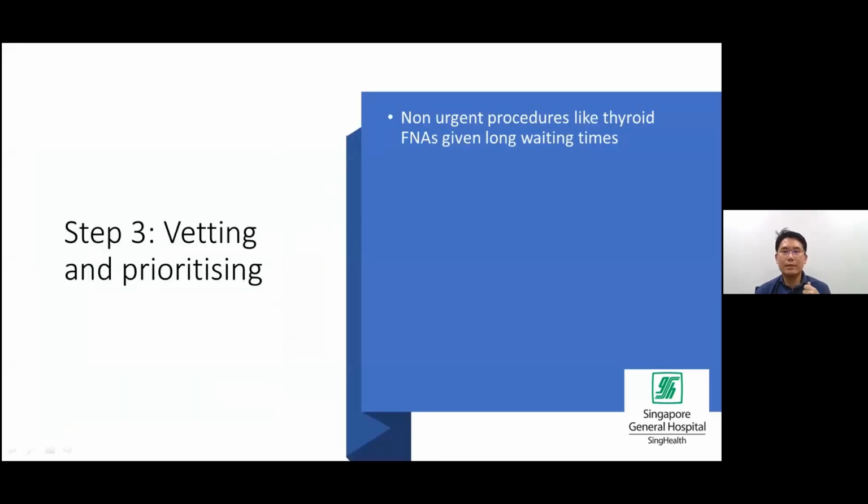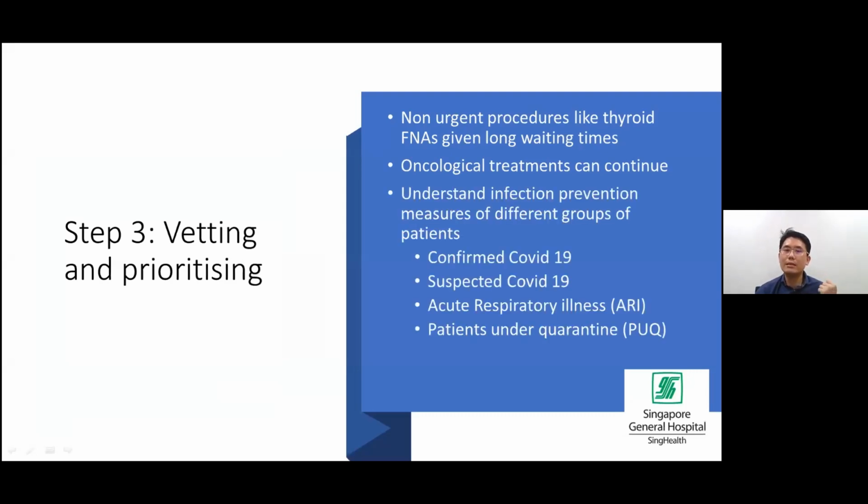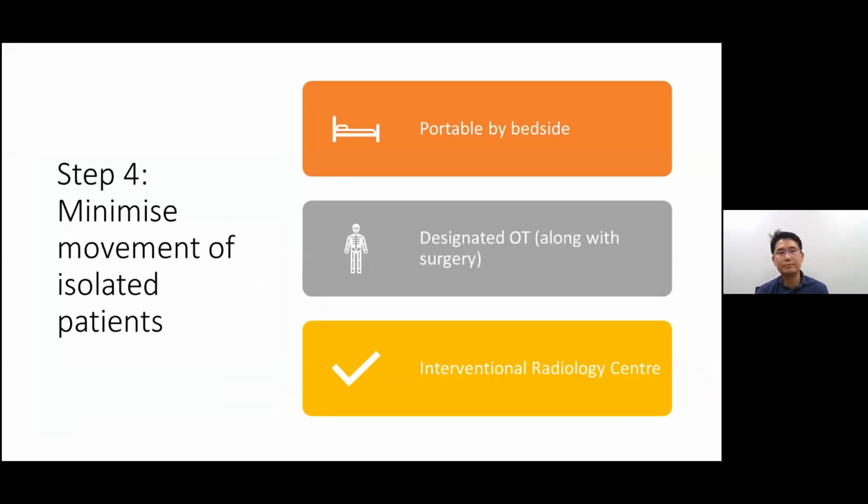Step 3, vetting and prioritizing. Non-urgent procedures like thyroid FNAs are given long waiting times, 1 to 2 months. We have decided that all the inpatient treatments as well as the oncological treatments can continue. Later, we'll talk a little bit more about this. You want to get in sync with your hospital measures, what the different PPE measures are for the different classes of patients, so that if you need to use an N95, you're not going to waste an N95 on just one case. You want to pull them together.